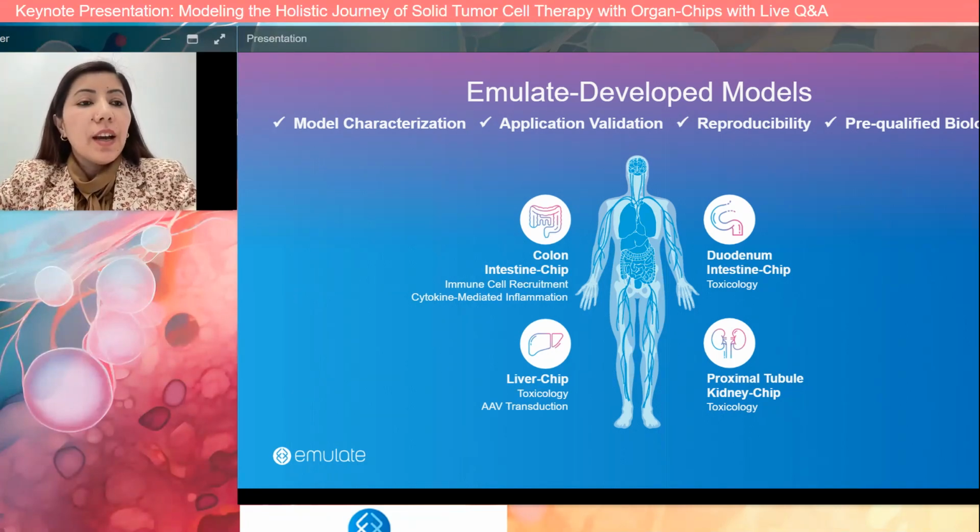We have developed a number of organ models to study toxicology, disease modeling, and efficacy applications. This includes models of the small and large intestine, the proximal tubule kidney chip, the liver chip, and the colon intestine chip. All of these models have been well characterized, validated, reproduced, and are pre-qualified to understand biology.